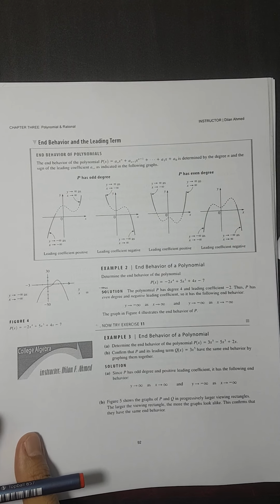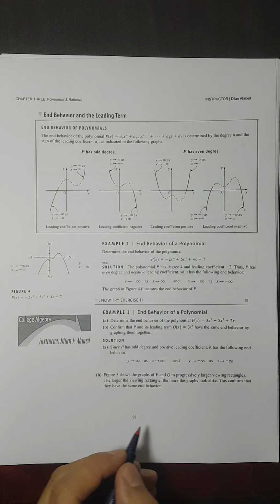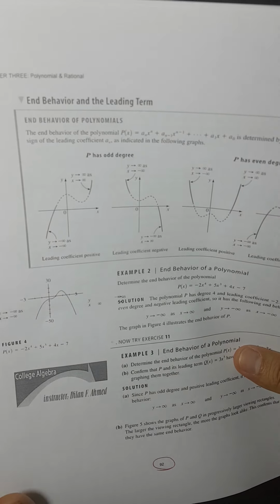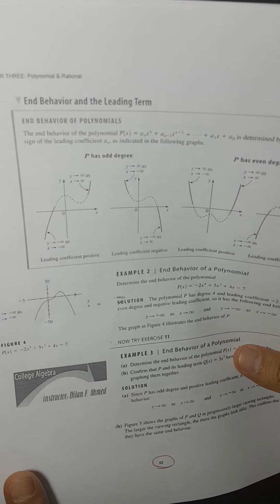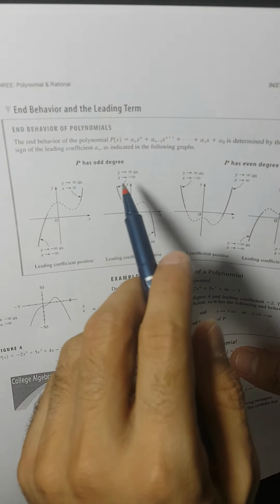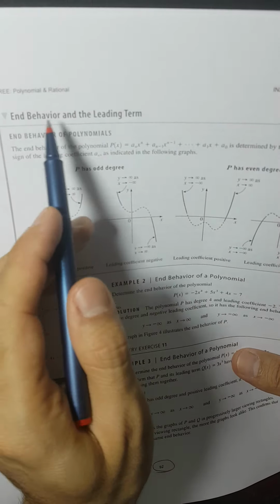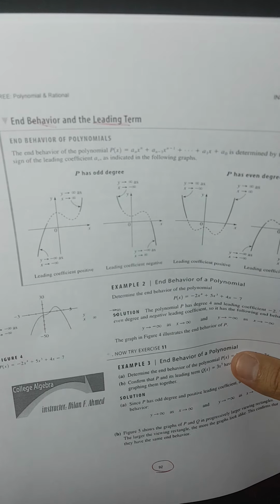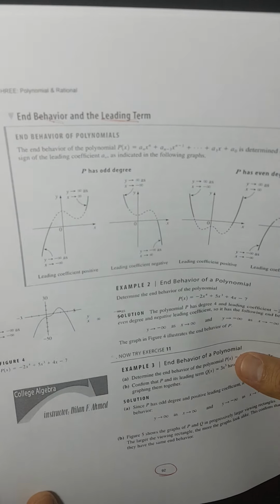So directly to another page, we are going to page 92. The important thing here, because we are nearly prepared for sketching the graph, is that we are talking about the end behavior and leading term. End behavior and leading term. The leading term, as I told you, is very important.